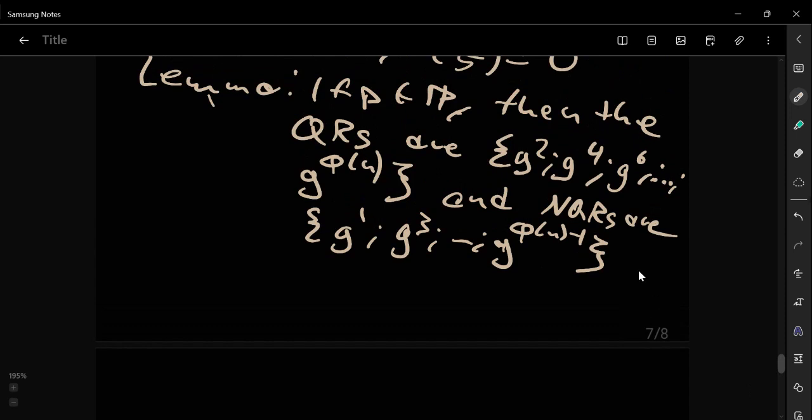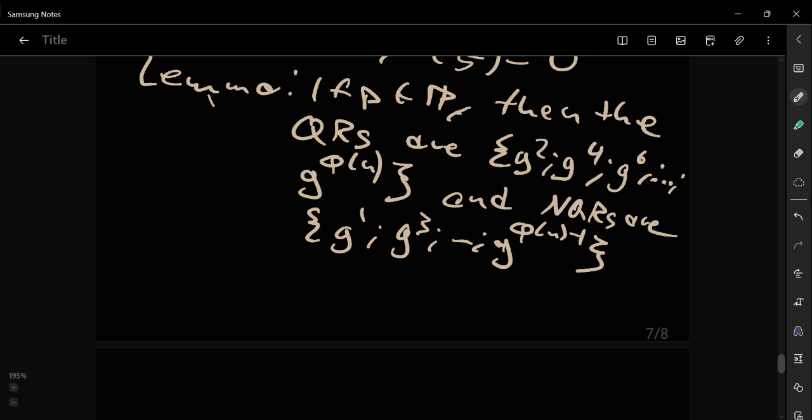It's pretty easy to see that. I mean, it's actually pretty trivial. So certainly these g to the power of i, where i is an even number, are going to be quadratic residues, because, for example, g to the power of 4 is just equal to g squared to the power of 2. And so you can think about why these g to the power of i, where i is an odd exponent, are not quadratic residues, or quadratic non-residues.